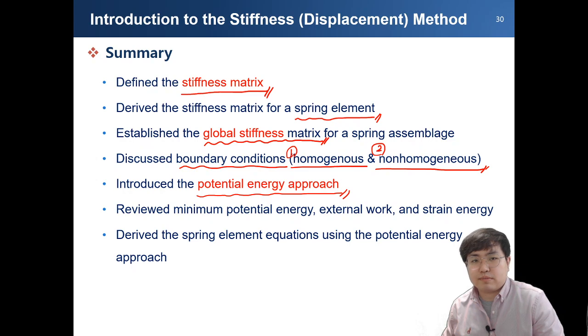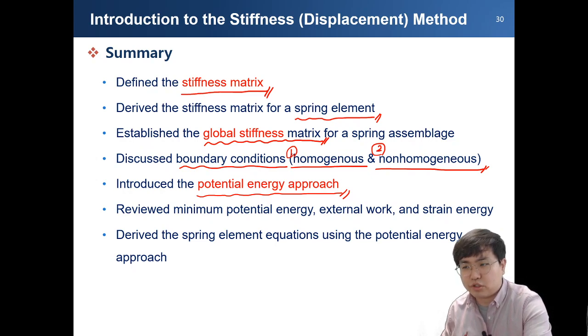However, for 2D simulation, for example plane stress and plane strain cases, we need the potential energy approach method or another approach method to derive the global stiffness matrix equation for the FEM. So I'm going to also introduce another approach method. However, please remember both the direct stiffness method and the potential energy approach method in this chapter. This is the end of the summary of this second chapter.